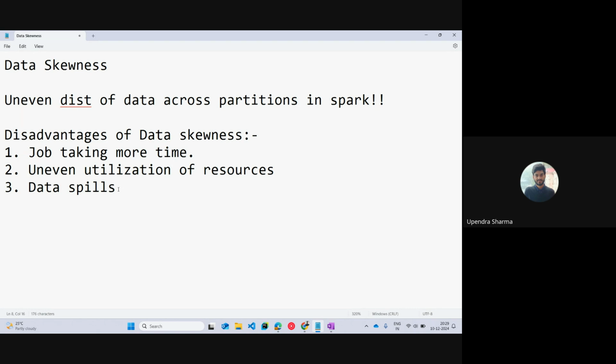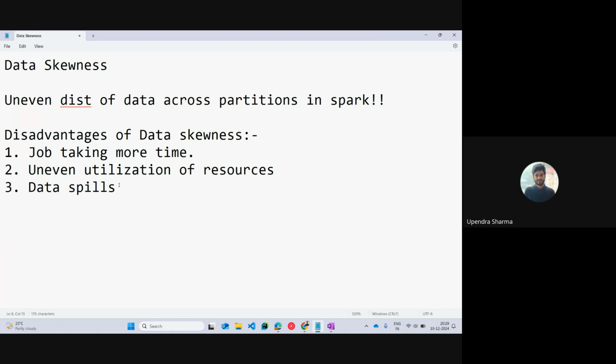But in case of data spills, if Spark senses that a data spill is going to happen, it will write the data to the disk so that our data remains safe. And when it has overcome that situation and freed its resources, it will again fetch the data from the disk. So this writing and fetching of data from the disk is not what Spark is meant for, because of which we'll be incurring heavy cost, right? So these are the disadvantages which we can encounter because of data skewness.